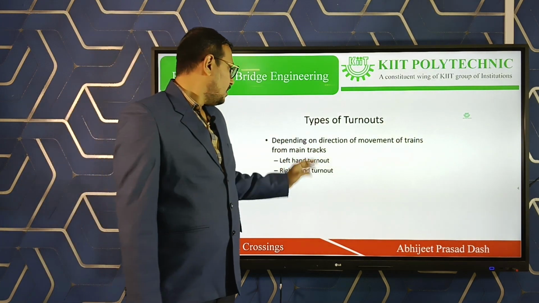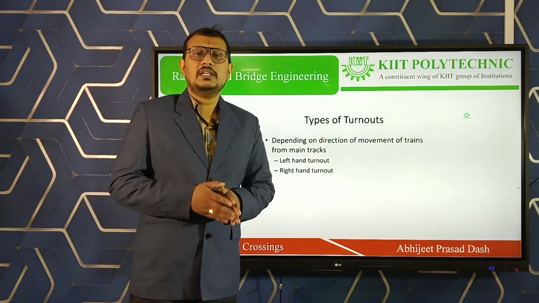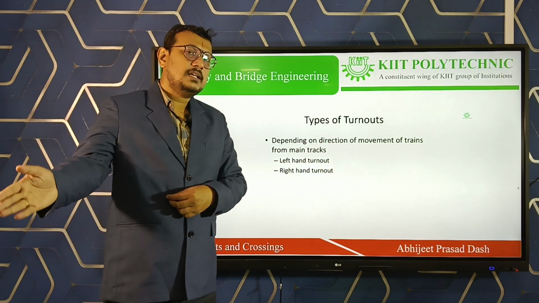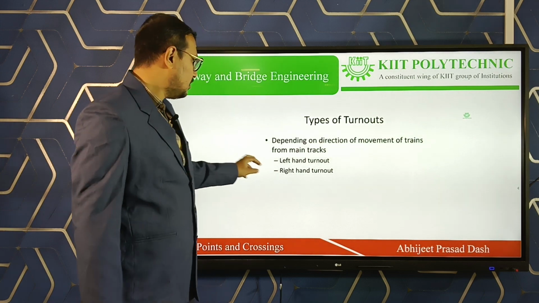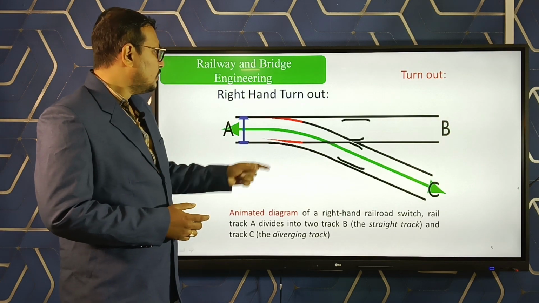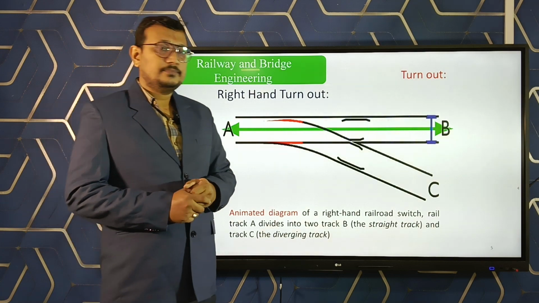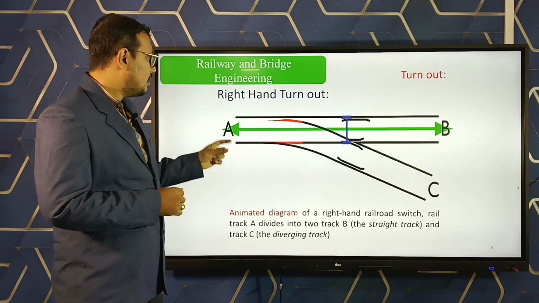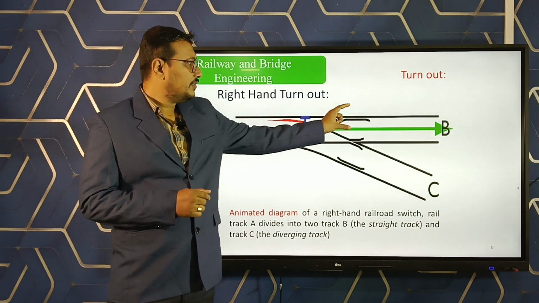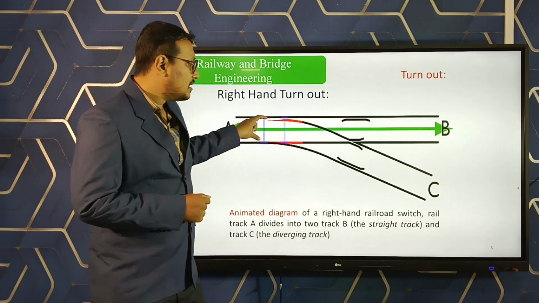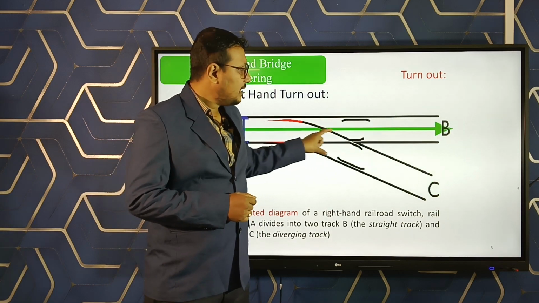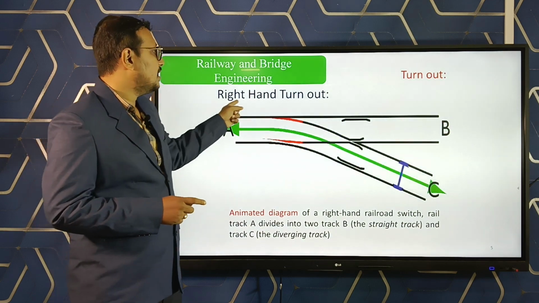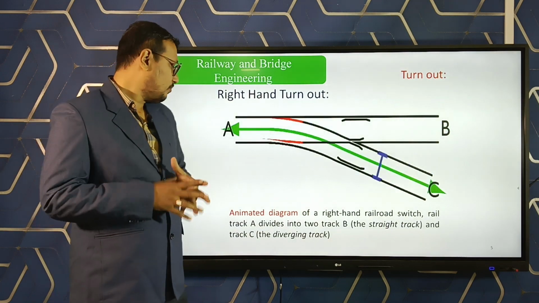So, types. Depending upon the direction of movement of the train, if it is moving left, then it is called a left hand turnout. If it is moving right, then it is called a right hand turnout. You are seeing the figure here. This is a right hand turnout. This is the main line and this is the branch line. The branch line is moving towards which direction? Right direction. So that's why the name is right hand turnout.